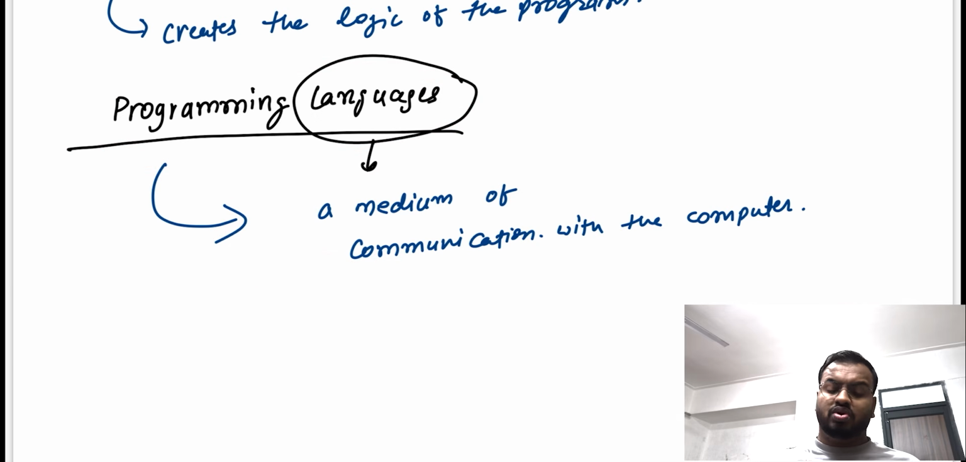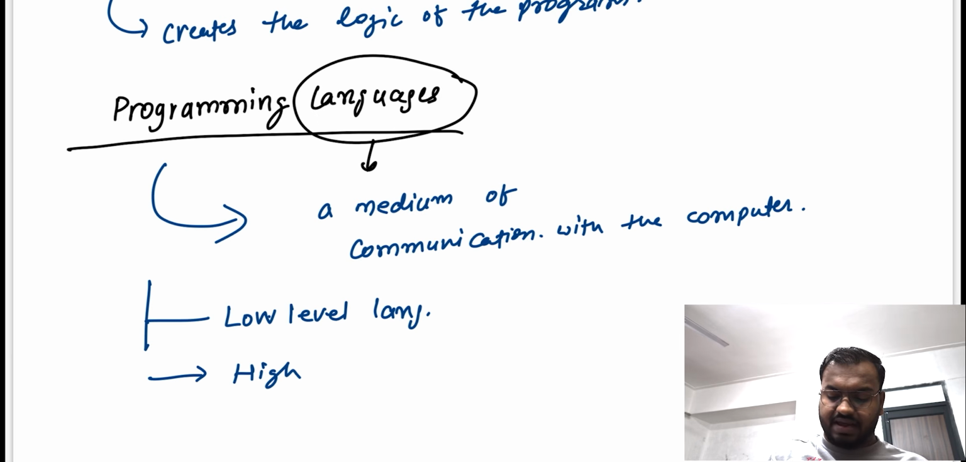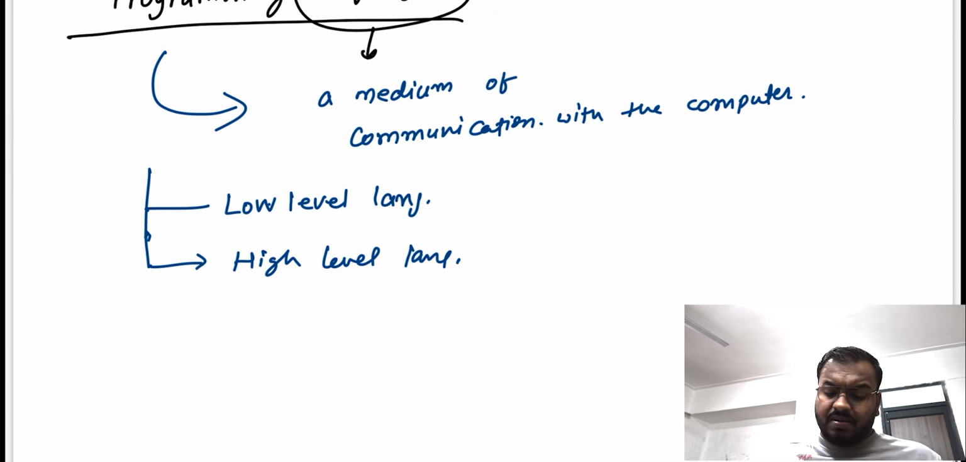There are two types of programming languages. First one is low level language, and second one is high level language. Clear? Talking about the low level languages and high level languages: low level languages are close to the machines and high level languages are close to humans. So let's discuss low level and high level.